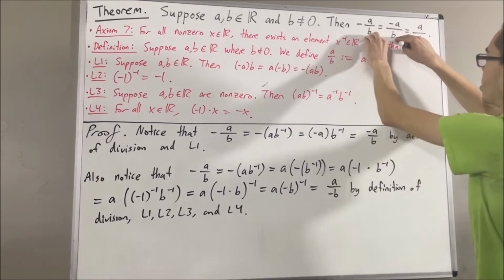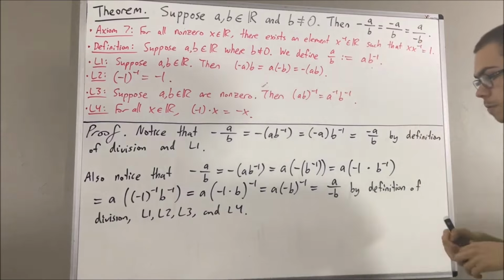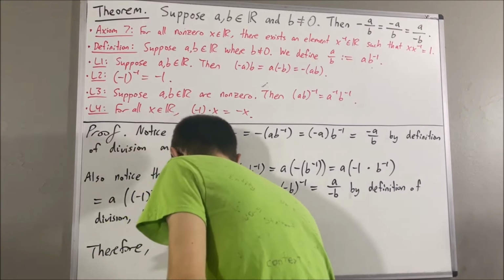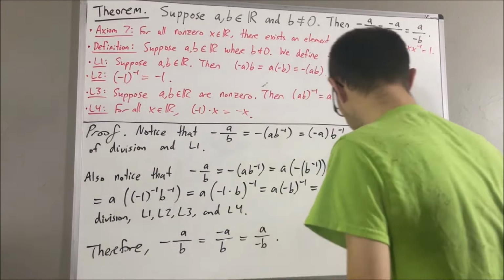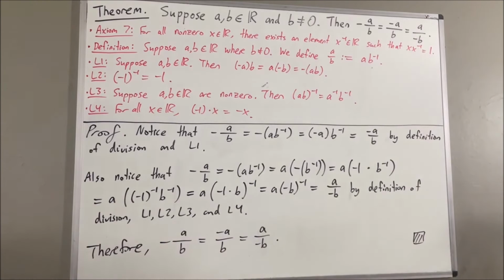So through this chain of equalities, we have shown that these two are equal. Because we've shown these two are equal and these two are equal, that tells us that all three of them are equal. And so this completes the proof. And so yeah, that's pretty much it for this video.